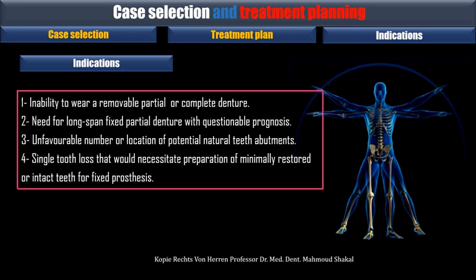So for example, if you have a missing central, and you have a lateral and another central, a fixed restoration mandates preparation and reduction of the neighboring adjacent teeth. While an implant will save the natural tooth structure and will give you the chance to replace the missing tooth without sacrificing the natural tooth structure of the central and lateral.